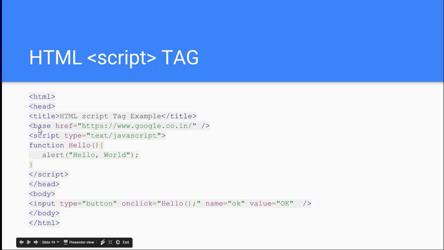We open the script tag here in the head, and type is text slash JavaScript, and we are writing a function here, hello, alert hello world, and the script tag is closed, head is closed here, and input button, click hello, name okay, value okay. We can try this program, but it's not essential now because it's a script program. But we have a script tag that we are going to use. We should use that in the head section, so that we can write our JavaScript there.